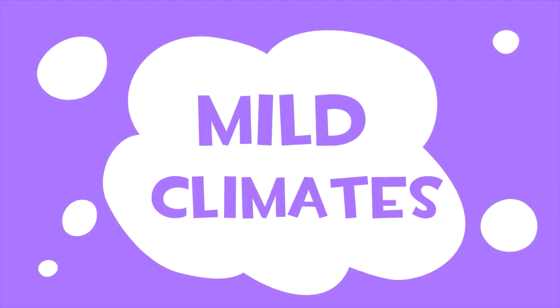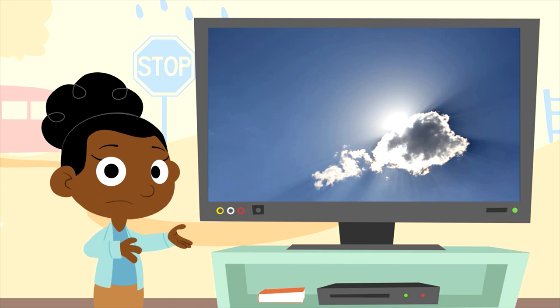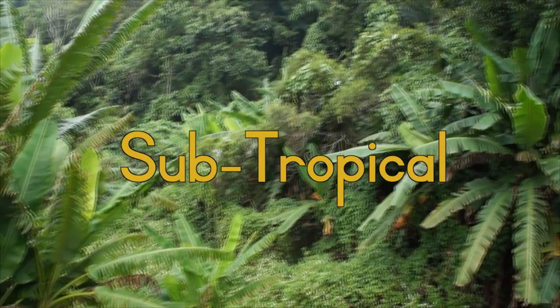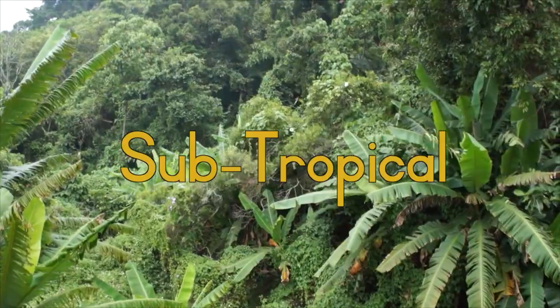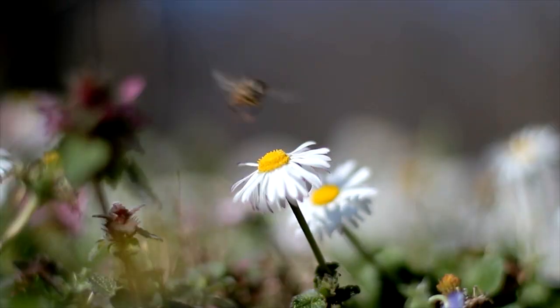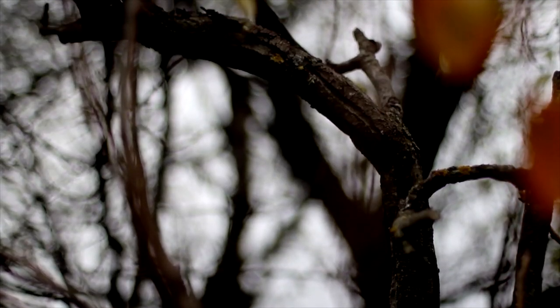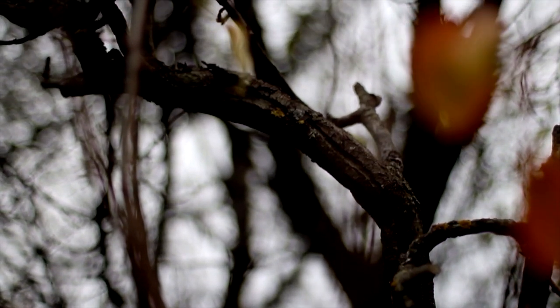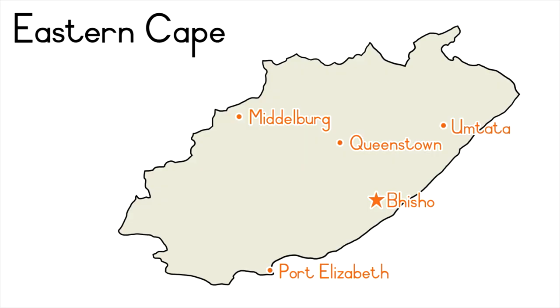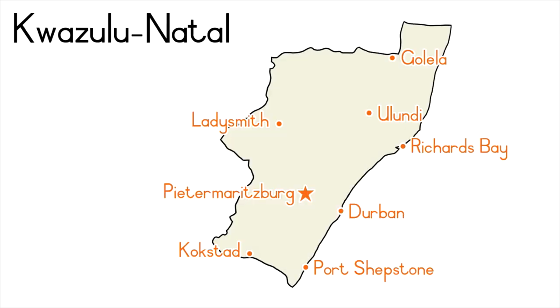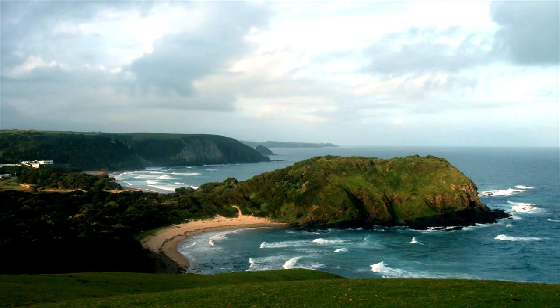Mild climates. Mild climates do not have extreme temperatures or excessive rainfall. Subtropical climates are milder than tropical climates. Temperatures and humidity are high, but not as high as tropical areas. Winter temperatures tend to be mild. Most of the East Coast, like Eastern Cape and KwaZulu-Natal, have subtropical climates.